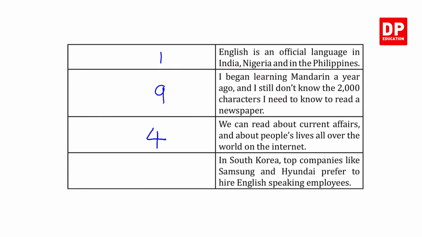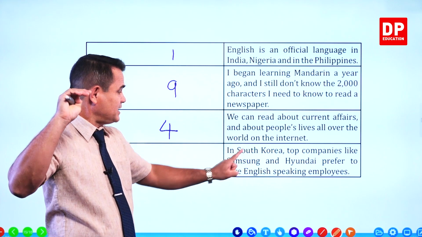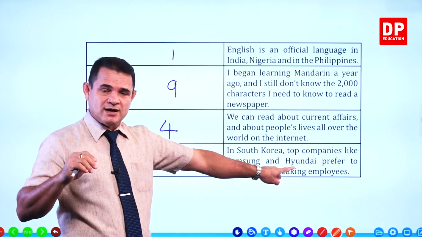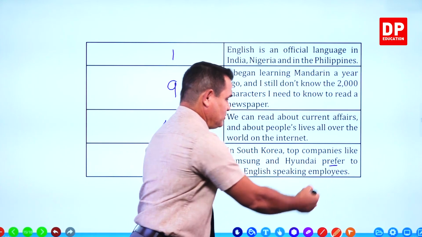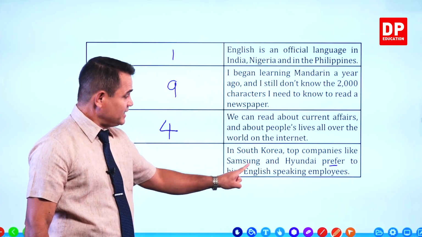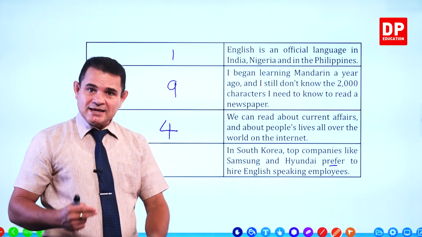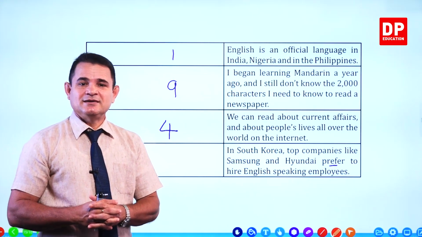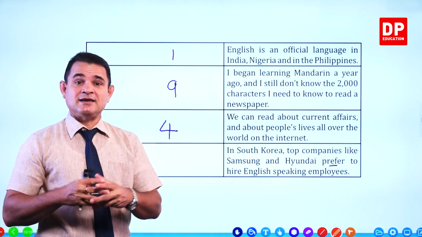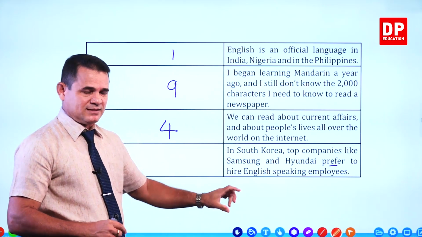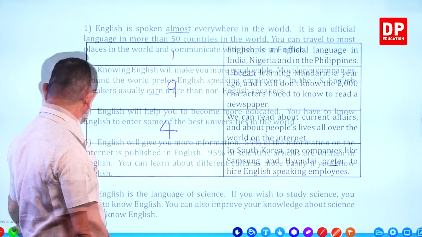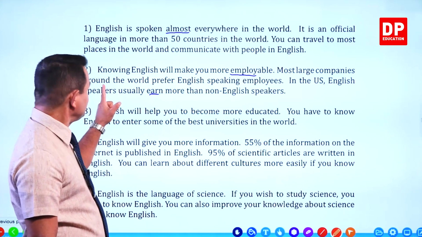And in South Korea, top companies ඉහළම තියෙන companies like Samsung and Hyundai prefer, means like කැමති කියන. ඒගොල්ලෝ කැමතිලු මොනවටද? To hire English speaking employees. ඉංග්‍රීසි කතා කරන අය ඒ companies වලට ගන්න. ඒ ගායට රැකියා දෙන්න. So now which one would give this idea? මේ අදහස කියවෙන්නේ මොන ඡේදයේද? බලමු අපි.